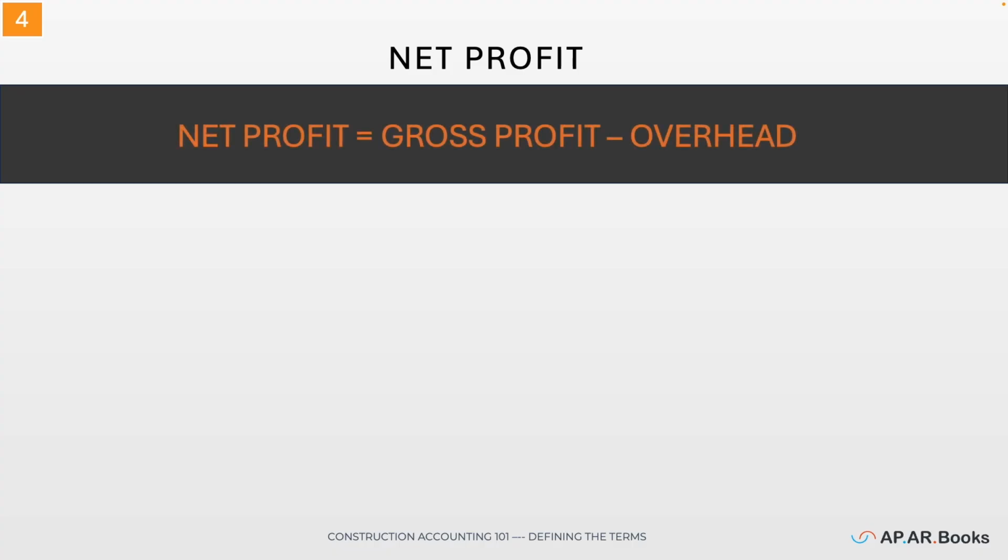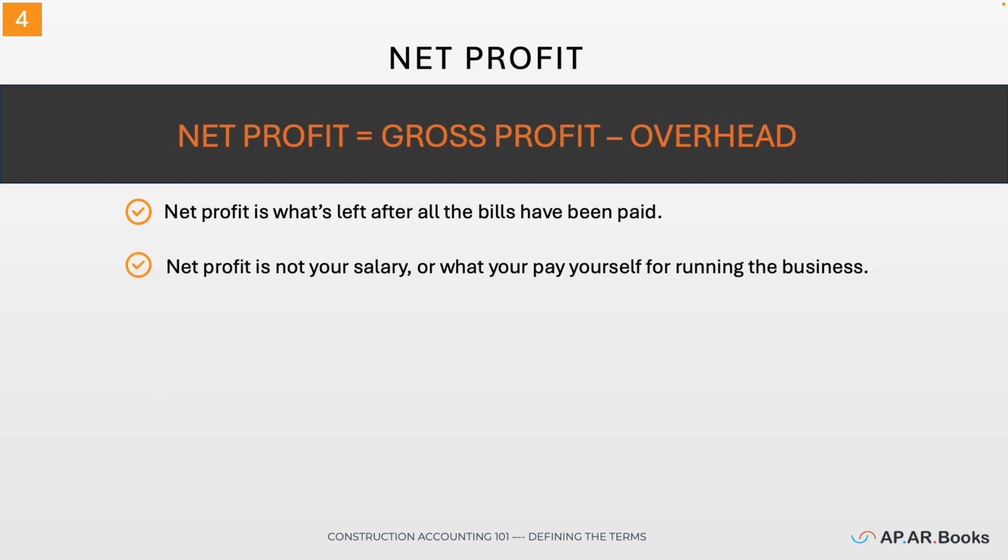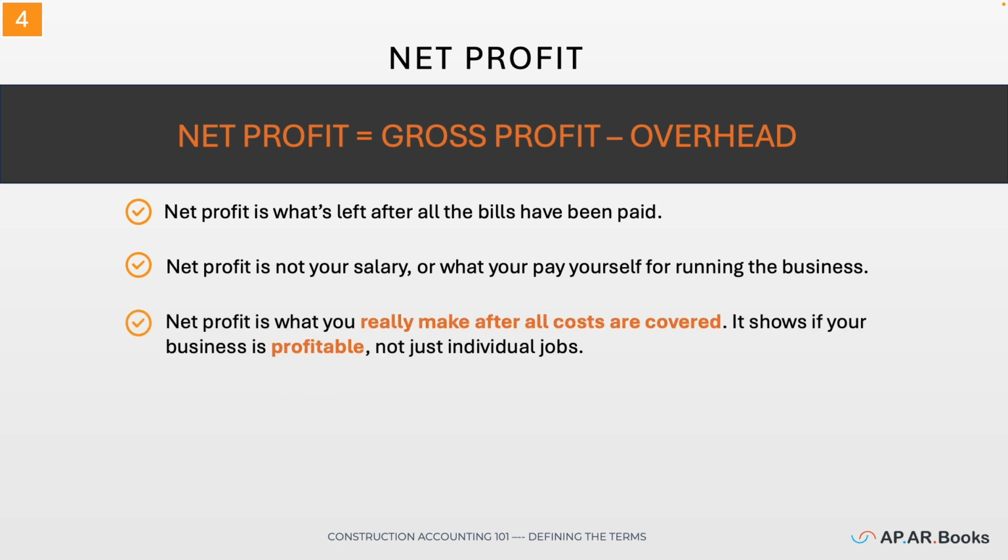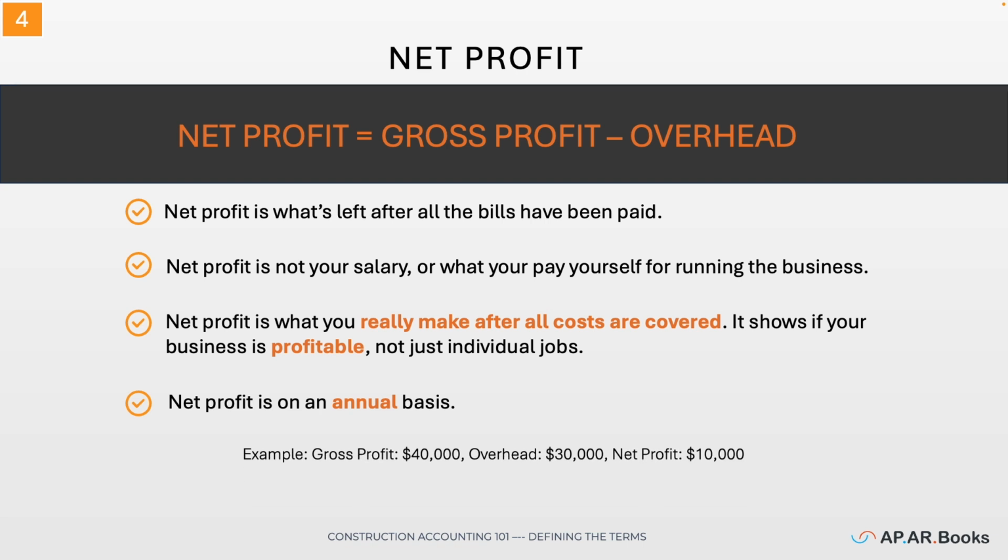Net profit. Net profit is how much money your company actually keeps after covering all job costs and overhead. It's not your salary. It's not what you pay yourself for running the business. It's what your business really makes after all costs are covered. Net profit is measured on an annual basis, and it shows whether your company is truly profitable, not just job by job. You can run a great project and still end up with little or no net profit if your overhead's too high or you're underpricing your jobs.